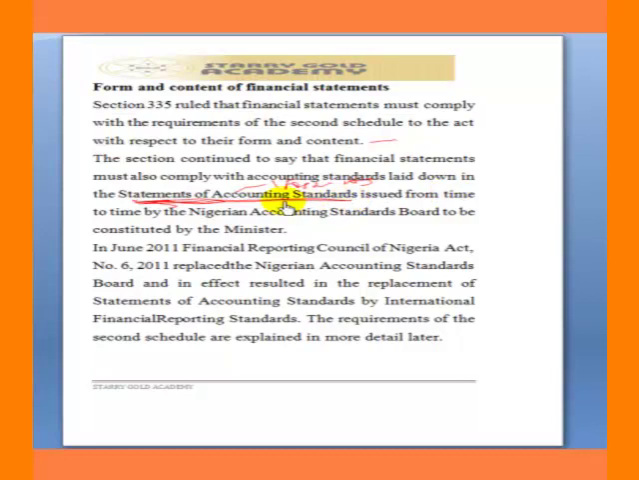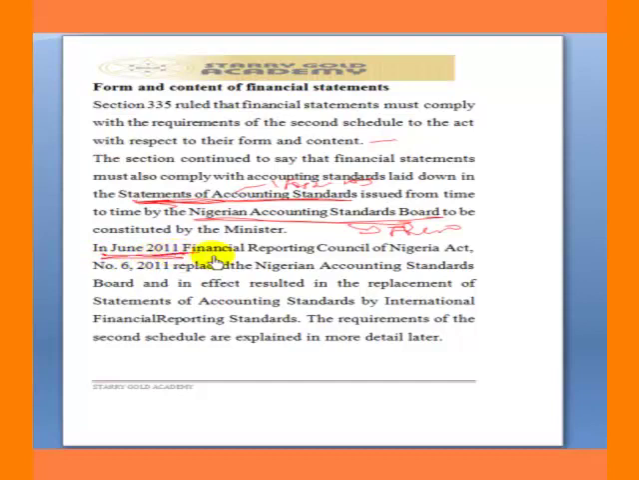And this SAS was being issued by who? By the Nigeria Accounting Standard Board. So this Nigeria Accounting Standard Board has been scrapped. We now have the Financial Reporting Council of what? Nigeria. This Financial Reporting Council of Nigeria was established in June 2011.